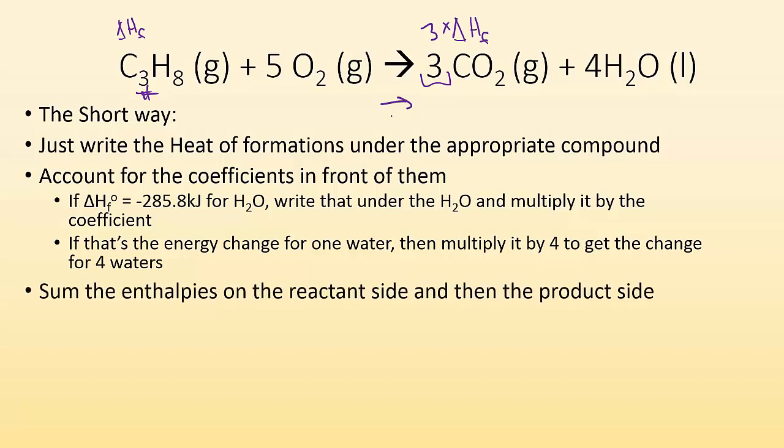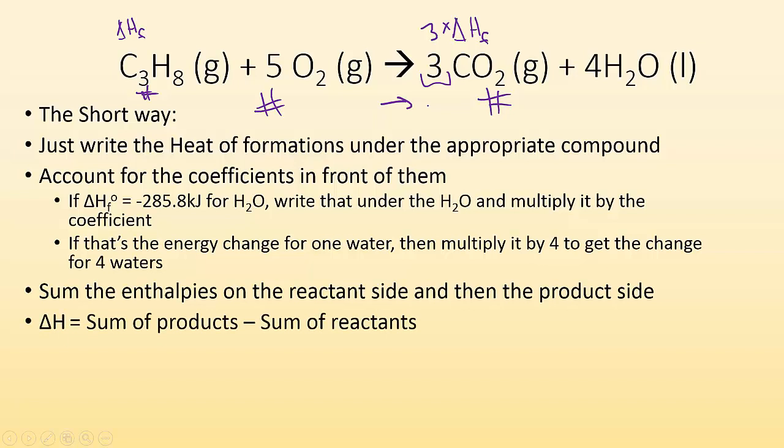So you're going to use that arrow, and you're going to go, all right, what is the total over here, and what is the total over there? And then to get the delta H, all you do is you take the difference: sum of the products minus sum of the reactants. How did it change? That's the delta H.